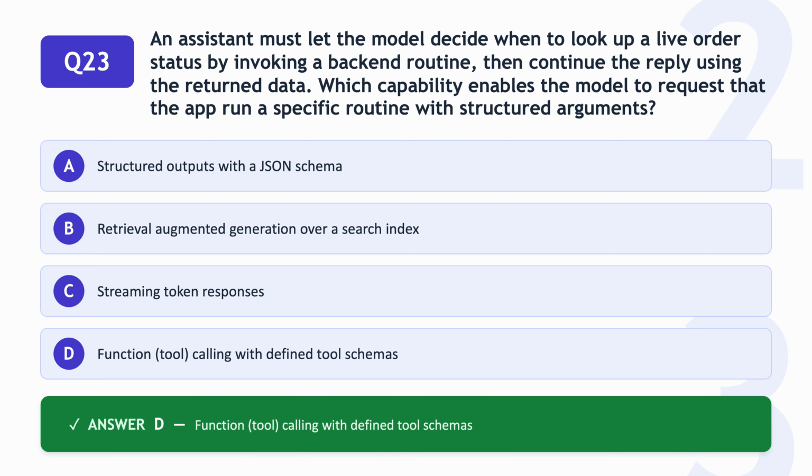Correct answer, D. Function tool calling with defined tool schemas. Why D is correct? The scenario requires that the model decides when to get live order data, the model requests a backend routine, structured arguments are passed to that routine, the application executes the routine, and the model continues its response using the returned results. This is exactly how function calling, or tool calling, works.